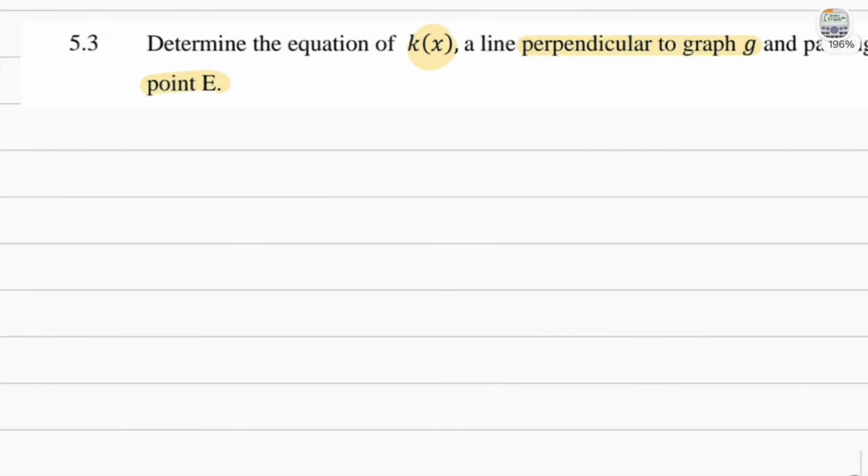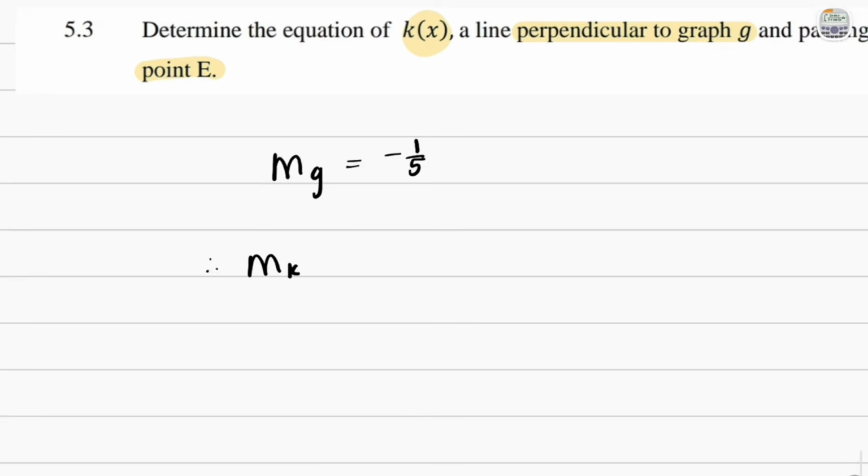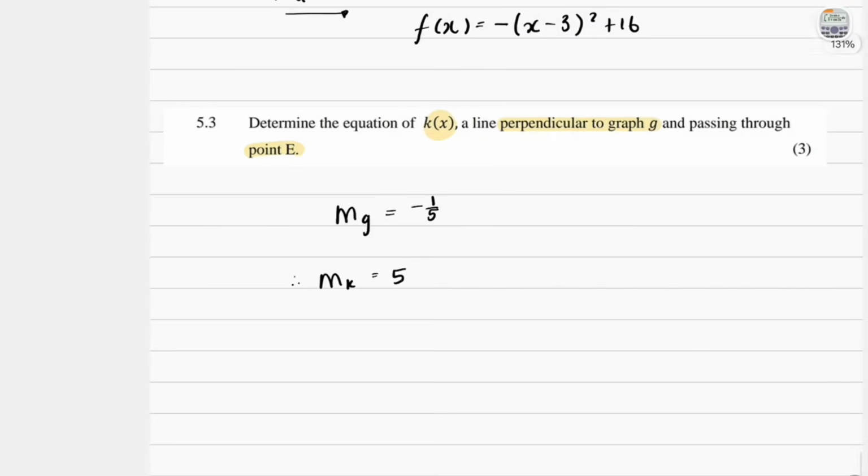So to find the gradient of k, the gradient of g was negative 1 over 5. And so the gradient of k would simply be, just switch the numerator and denominator, which will give you negative 5, and then multiply this gradient by negative 1. So the gradient is 5.